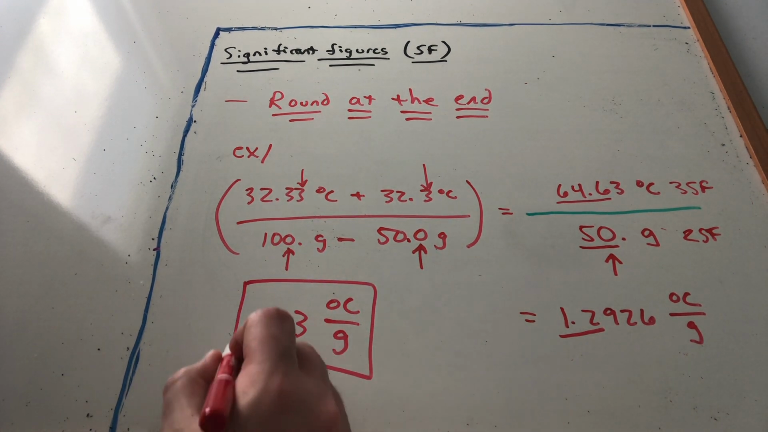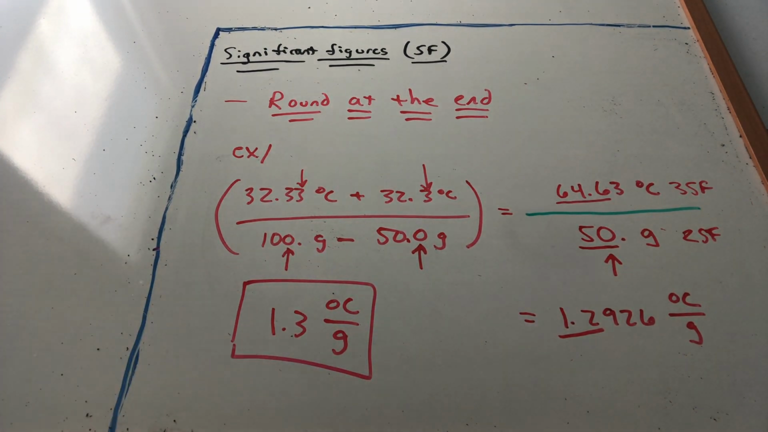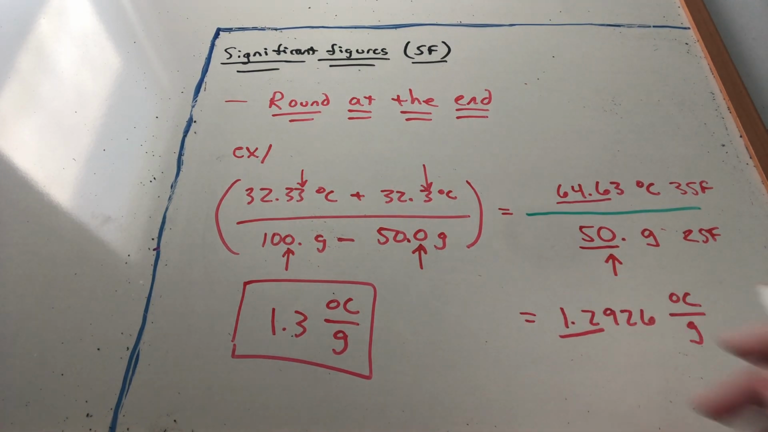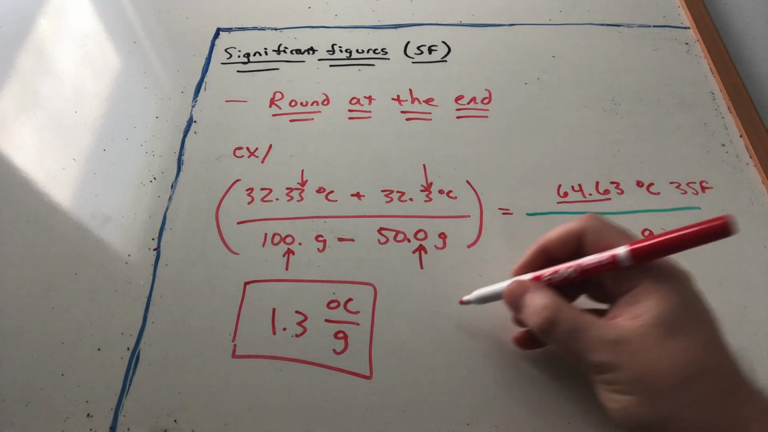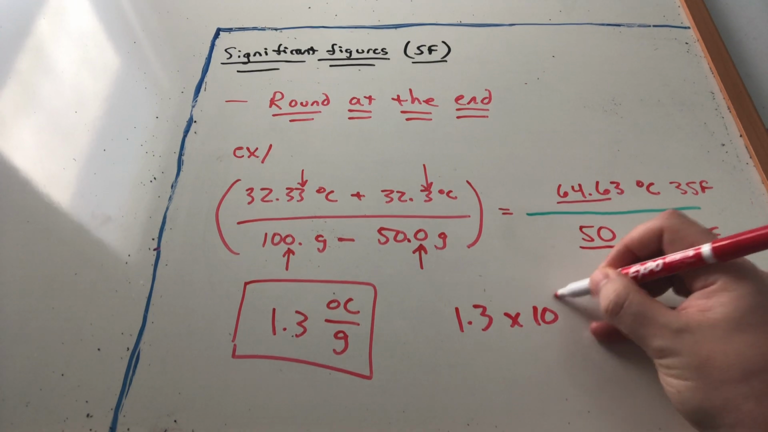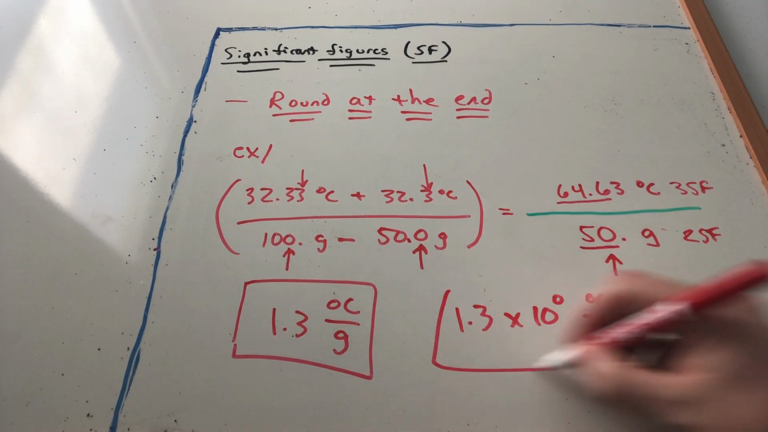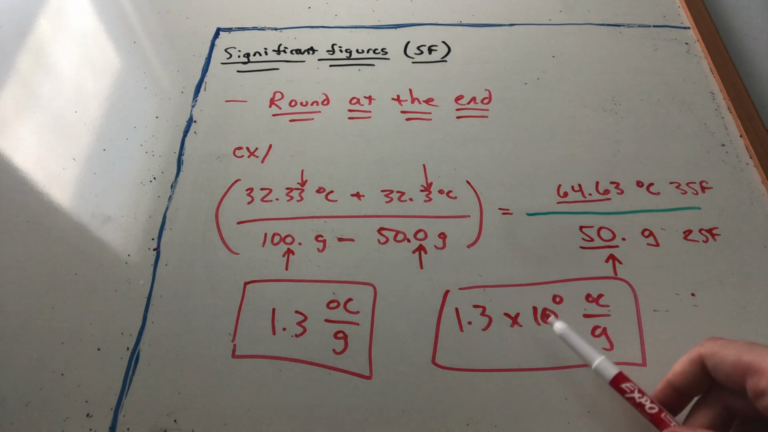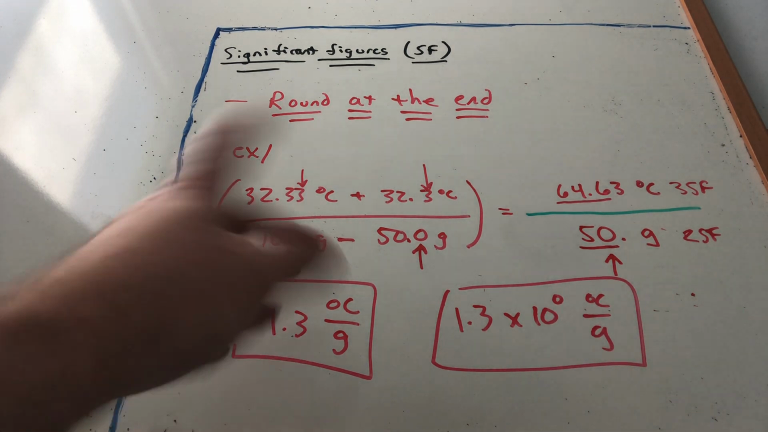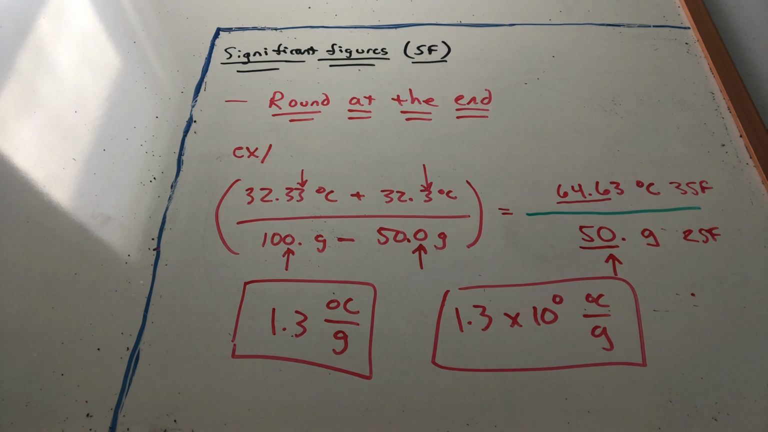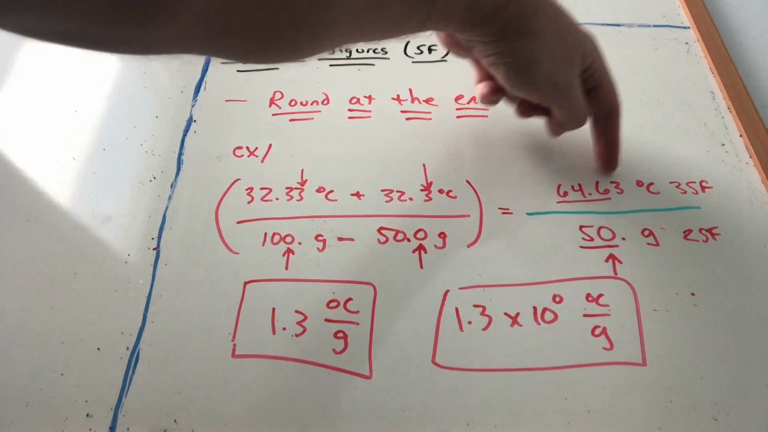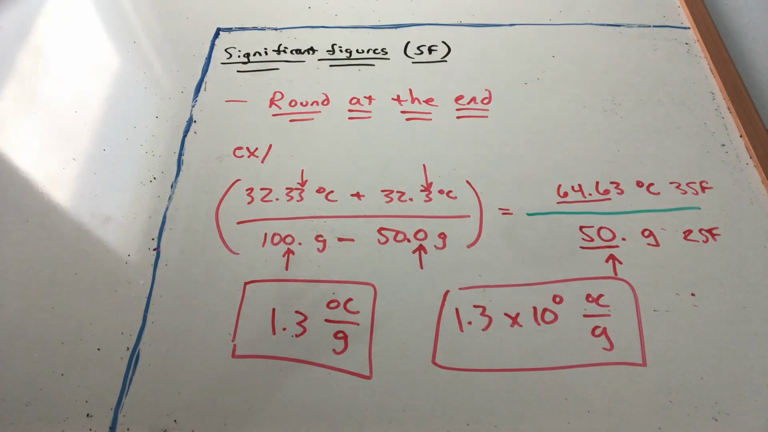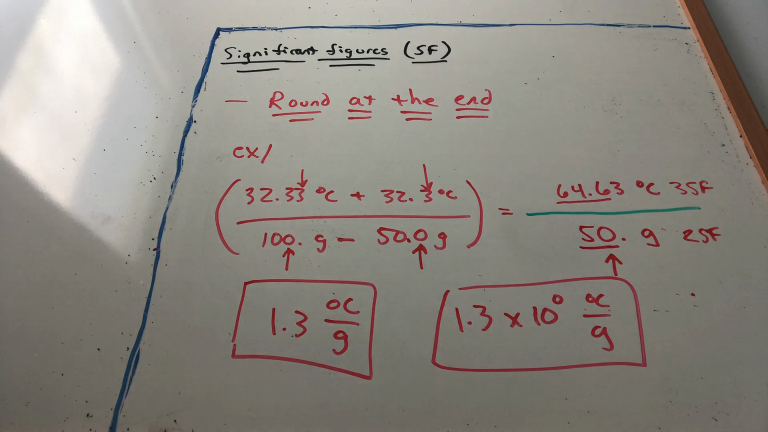If the problem asked me to write this in scientific notation, it kind of already is in scientific notation. You could write this, and I'll just write it to the side here, as 1.3 times 10 to the 0 degrees Celsius per gram. But honestly, that means the exact same thing as this because 10 to the 0 is 1. So everybody can kind of see with this example, it's a very important example, what I mean by round at the end. You keep track of your significant figures along the way. You use those insignificant digits in the calculation because at the very end, that's when we go ahead and truncate our number to the correct number of significant figures.